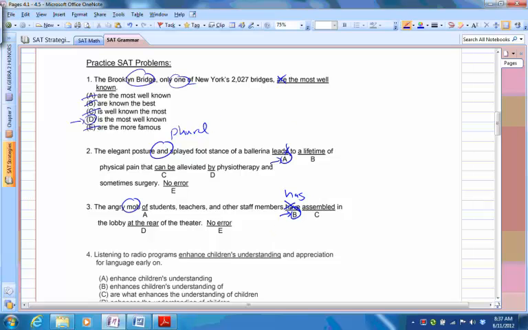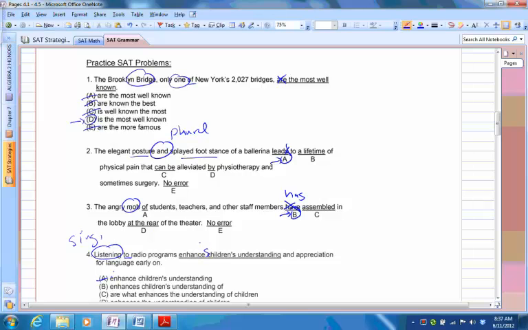And again, we did see a preposition back in number 2, of, but we were talking about 2 things, elegant posture and display of foot stance. But here we see of and just one subject, mob. Number 4. Here you see the subject listening, that's singular. Not enhance, but enhances.